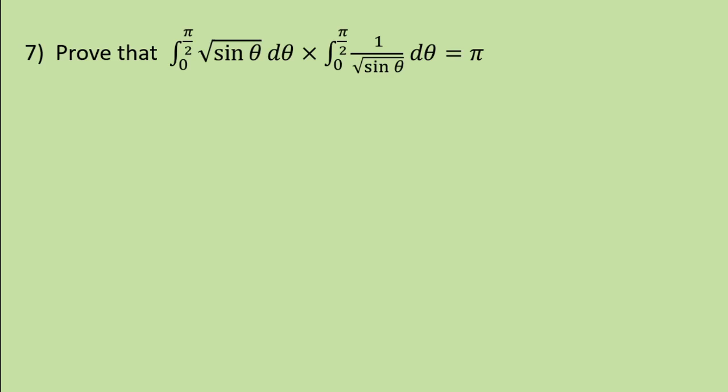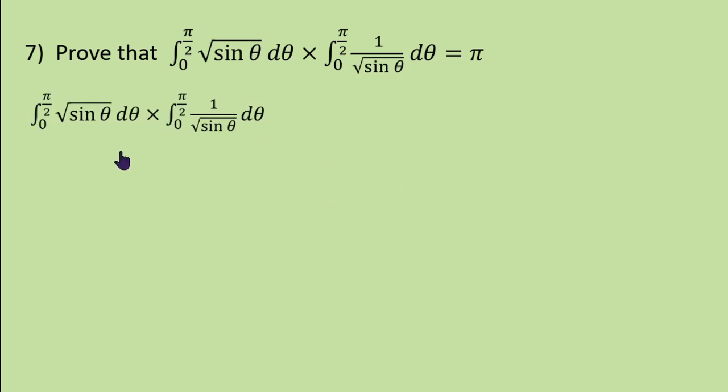One more example, a very important one because this problem covers all the formulas in beta gamma functions. Integral 0 to pi by 2 root sine theta d theta into integral 0 to pi by 2 1 by root sine theta d theta equal to pi. How to prove this? In the left hand side, first use the definition of the beta function, that is integral 0 to pi by 2 sine power p theta cos power q theta d theta is half beta p plus 1 by 2 comma q plus 1 by 2.